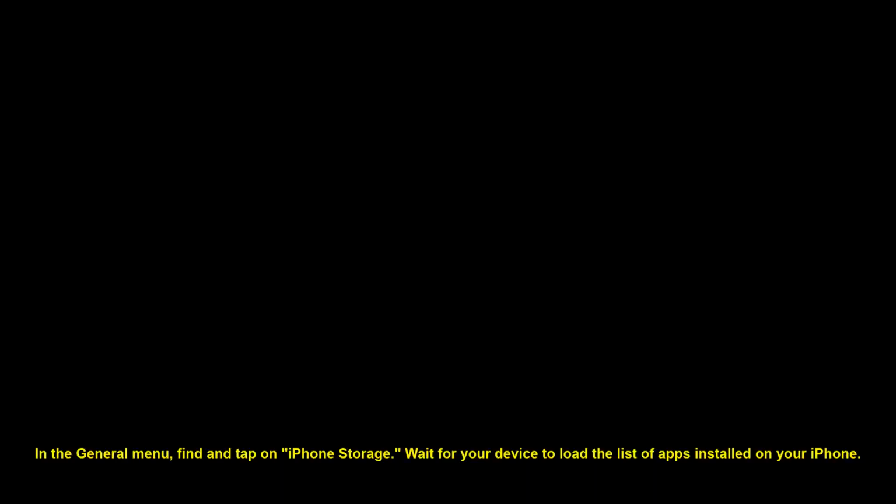Wait for your device to load the list of apps installed on your iPhone. Scroll through the list until you find Snapchat. Once you locate Snapchat, tap on it to access more options. You will see the option to offload app.